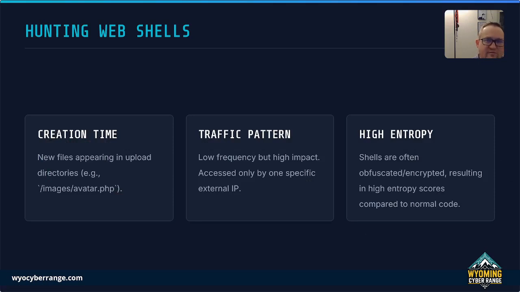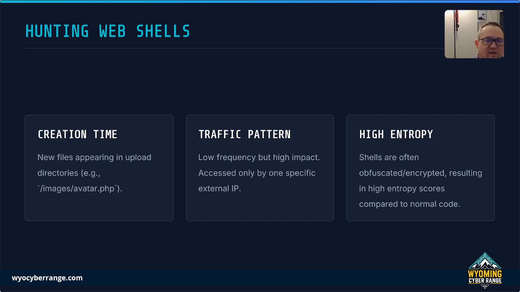When we're hunting for these web shells, we're usually looking for specific anomalies. We're going to be looking at file creation times, and at new files appearing in directories meant for upload, or anything named like PHP. We're also going to be looking for traffic patterns. Web shells themselves generally have a low frequency but high impact to the system. They're often accessed only by a single specific external IP. So if you see that, normally that's going to be an issue.